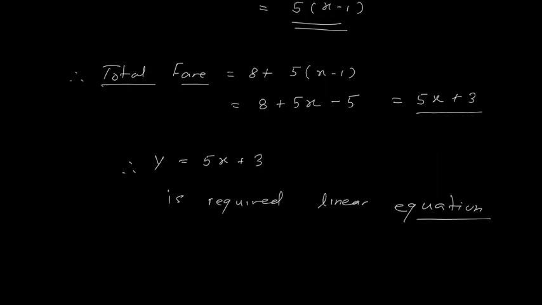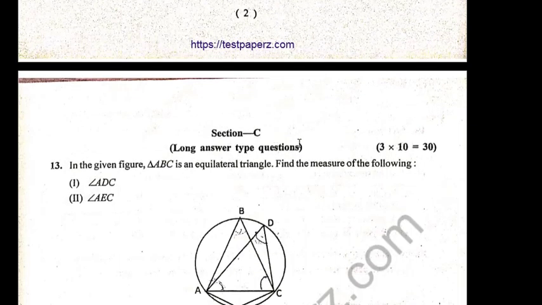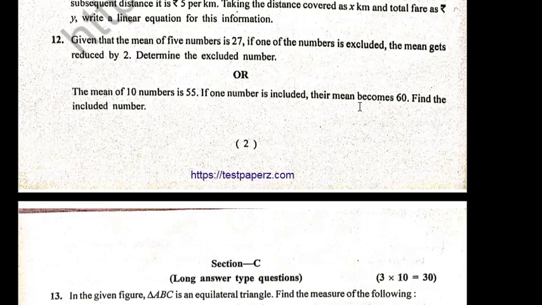Yes. Okay. So we have done this problem. Now the 12th problem: given that the mean of 5 numbers is 27, if one of the numbers is excluded, the mean gets reduced by 2. Determine the excluded number.